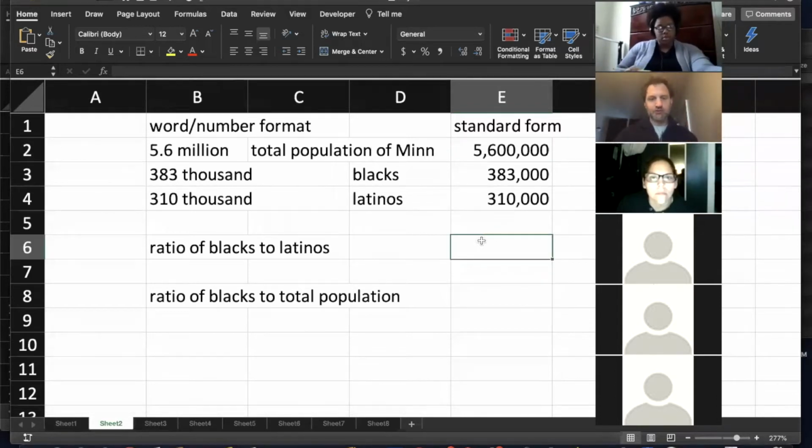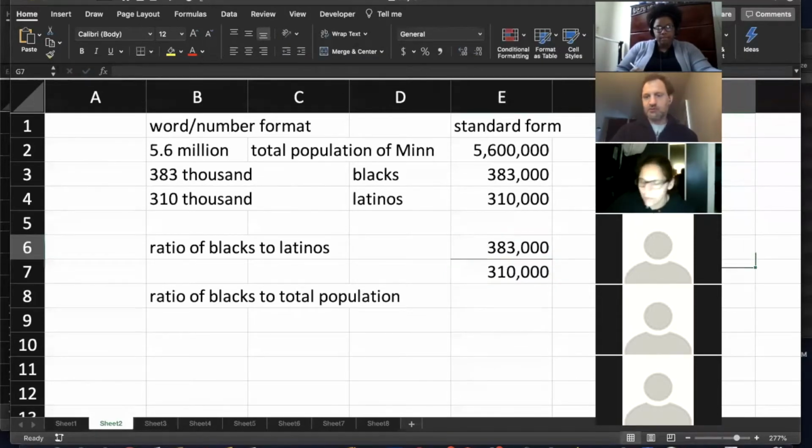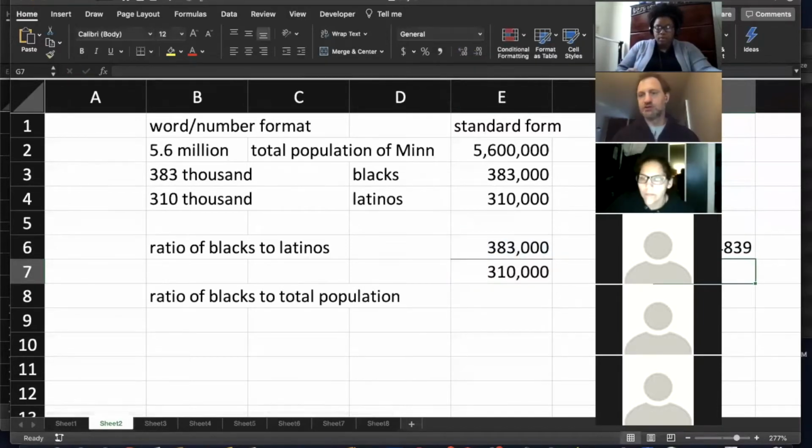If I want to do the ratio of Blacks in Minnesota to Latinos in Minnesota, then I do the first number first, 383,000 over 310,000, right? And remember, we want to go a step further and actually do the division. And so it looks like I get this crazy number.